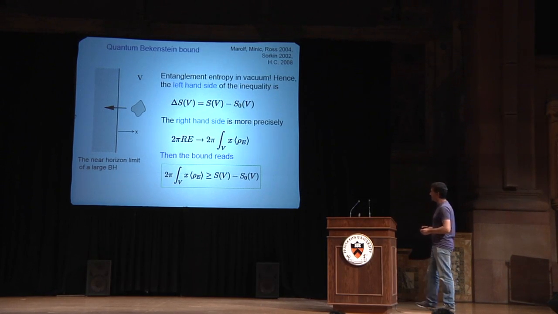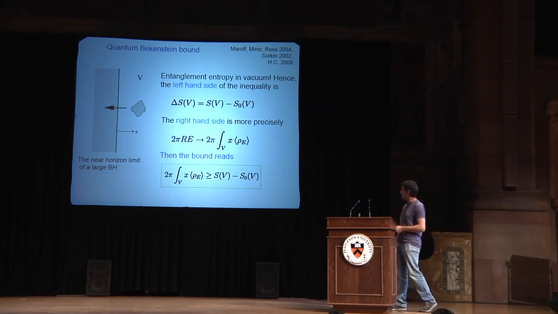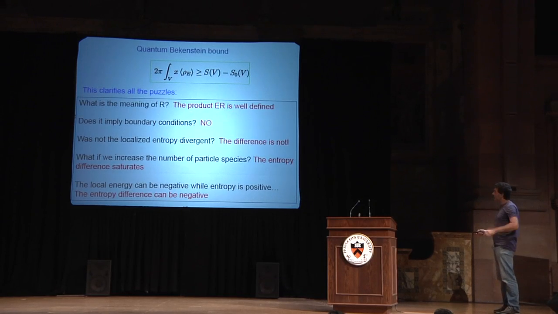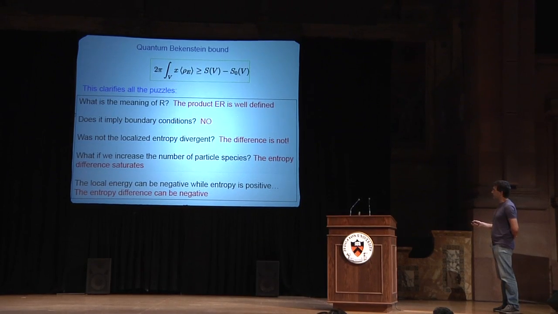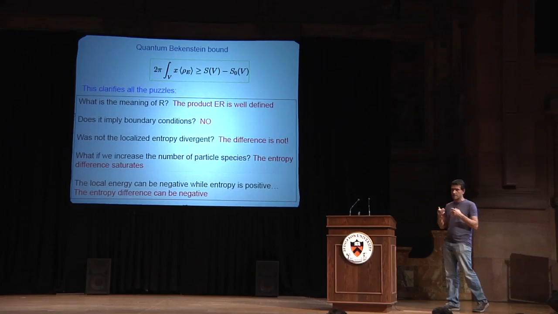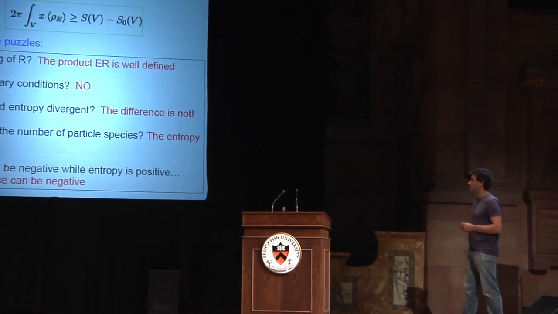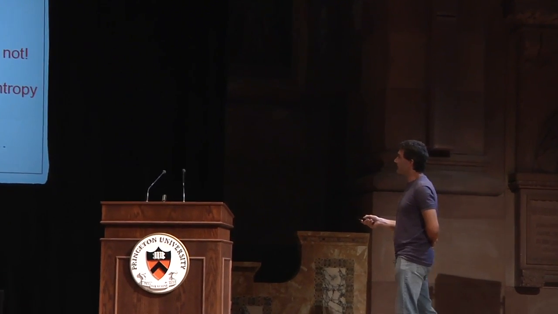But then, the bound in this way already solves all the puzzles we have talked about. For example, what is the meaning of R? This is the product of ER, which is well defined through this expression. And it makes sense even if the object is not completely localized. It has some tails, the wave function outside the Rindler space. So does it imply boundary conditions?